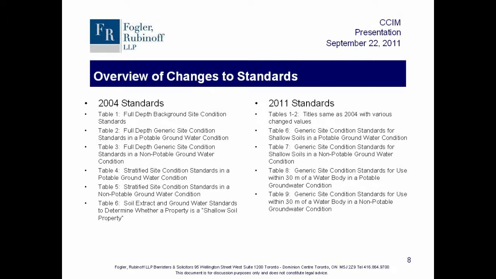Okay, and then just an overview of the changes to the standards. The 2004 standards had 6 tables. 2011 standards has those, oh, there's a little typo there. It should say tables 1 to 5 are the same, except with various changes in the actual numerical values. Table 6, the idea is the same, but the title's changed to generic site condition standards for shallow soils in a potable groundwater condition. And then tables 7, 8, and 9 are new tables that have been added to the 2011 standards.